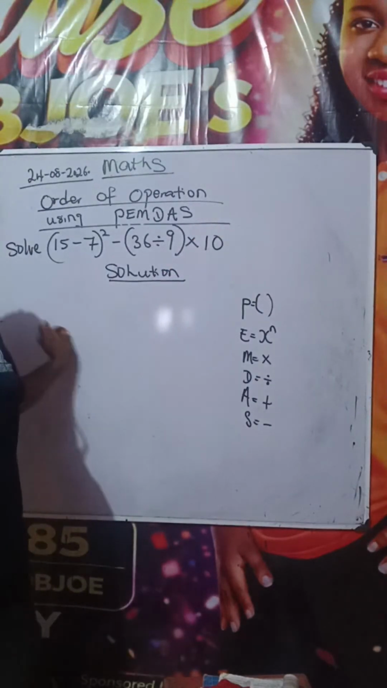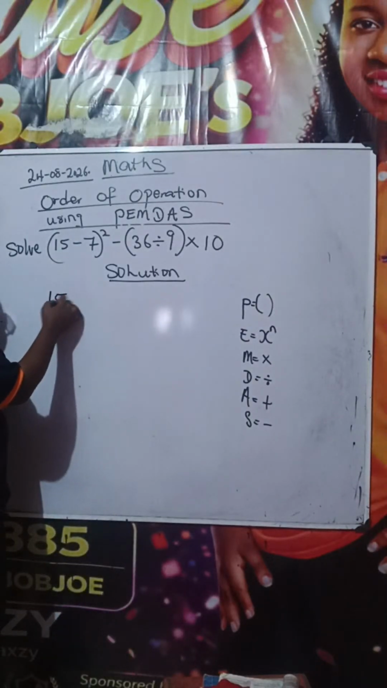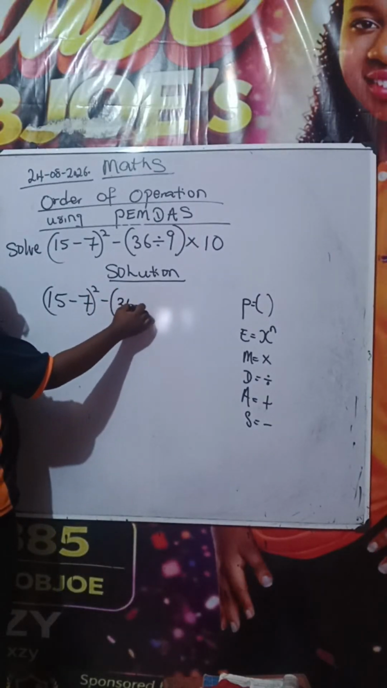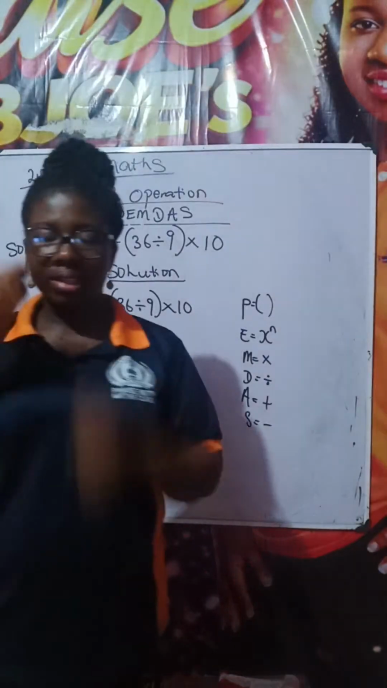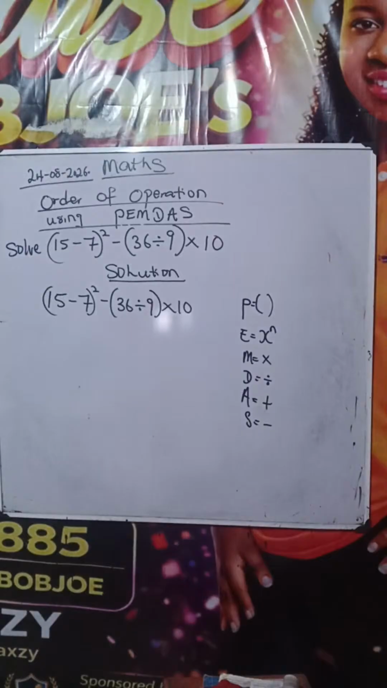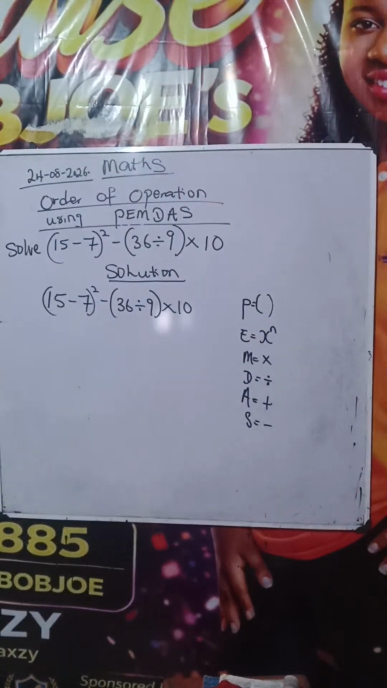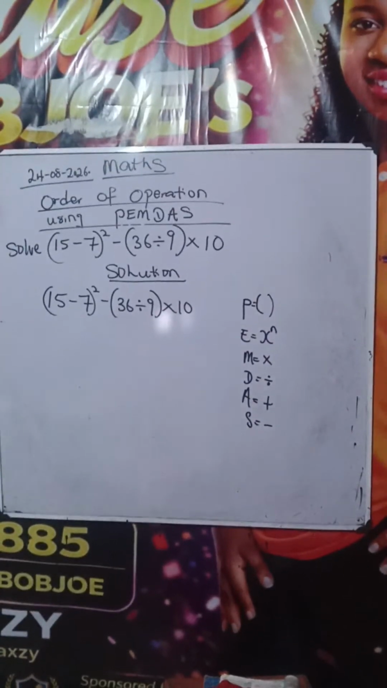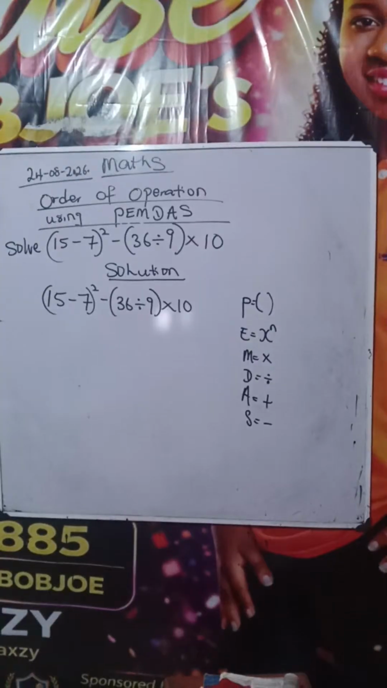So look at this one. How do we solve this? What are we going to do first? What is the first step? We have 15 minus 7 all squared, minus 36 divided by 9 times 10. Let's see how we are going to answer this question. Look at it very well and tell me what we are going to do. What do we do first? Can we try it?